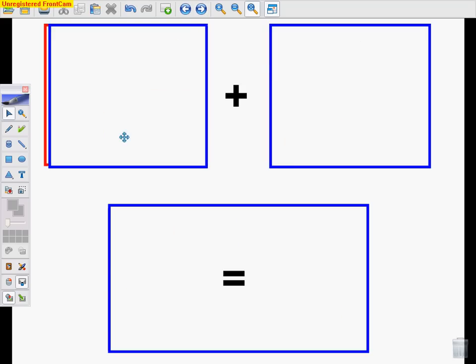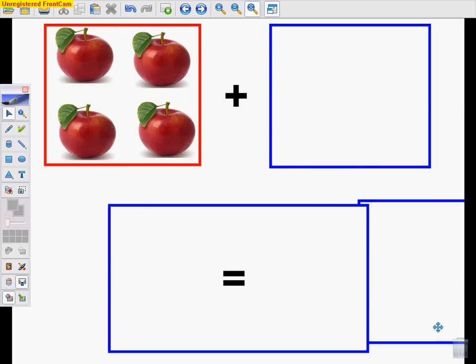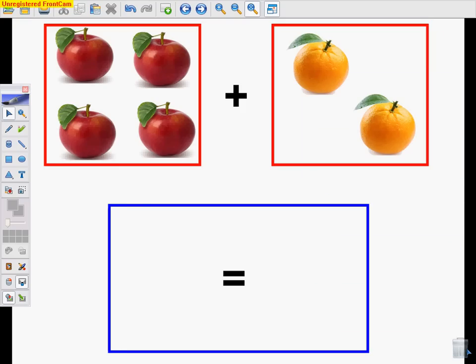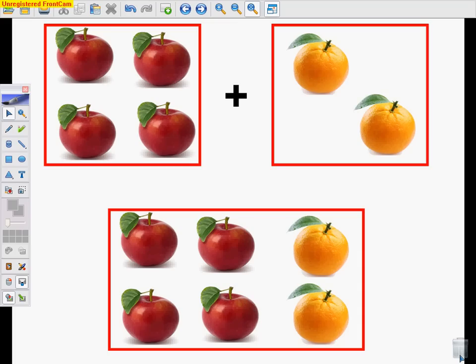Also, let's say you had 4 apples and you wanted to add to it 2 oranges. Well, what's 4 apples plus 2 oranges? Well, it's just 4 apples and 2 oranges. It's not like you could combine them and make them 6 oranges. No, it's going to be 4 apples and 2 oranges. You can only add like terms.